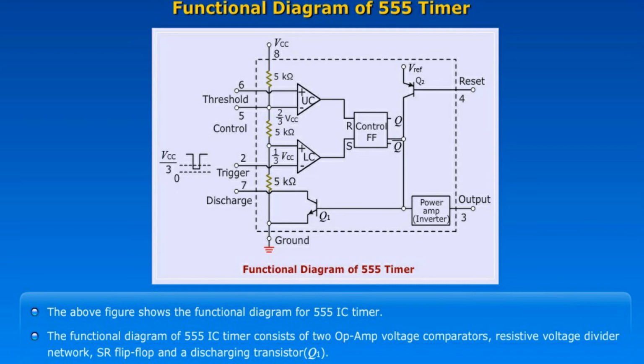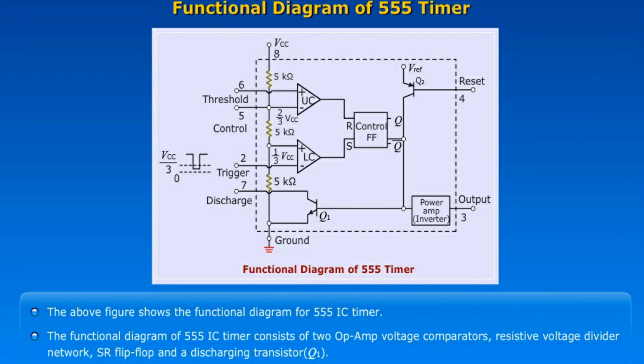Next, voltage comparator. We know that the comparator compares the 2 input signals and gives the output signal. The comparator has 2 inputs, an inverting and a non-inverting input terminal. When the non-inverting terminal input voltage is greater than the inverting terminal voltage, the comparator produces a positive output. Similarly, when the non-inverting terminal voltage is less than the inverting terminal voltage, the comparator produces a negative output voltage.